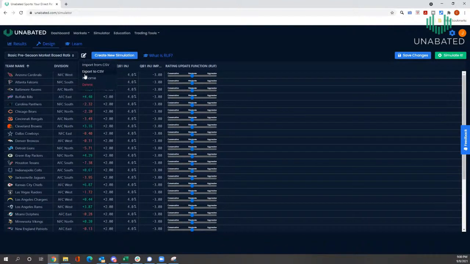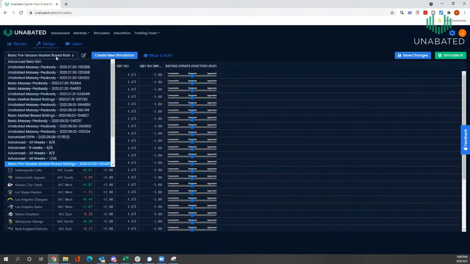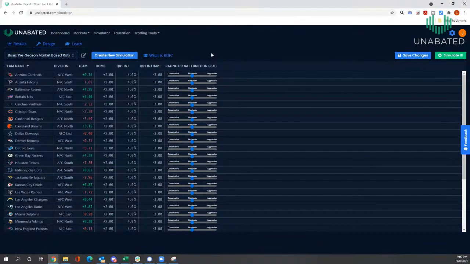You can also export your ratings to a CSV. So not only can you download that template, but if you want to share your ratings with somebody else, you can export to CSV. You can rename. If you're embarrassed at a sim you made that was nonsensical, you can delete it. You can do a bunch of different things here where you take all of your rating systems that you've been working with and review them. And then you can also make changes to these and simulate again.